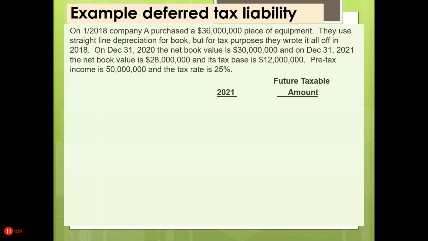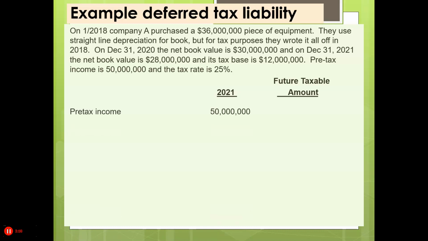So now let's take a look at a problem and I'll show you how this works. Okay, on 1/1/2018, Company A purchased a $36 million piece of equipment. They used straight line depreciation for book, but for tax purposes they wrote it all off in 2018, which means they had a lot lower tax liability in 2018 than they showed for income tax expense. On December 31st, 2020, the net book value is $30 million, and on December 31st, 2021, the net book value is $28 million, and its tax basis is $12 million. Pre-tax income is $50 million, and the tax rate is 25%.